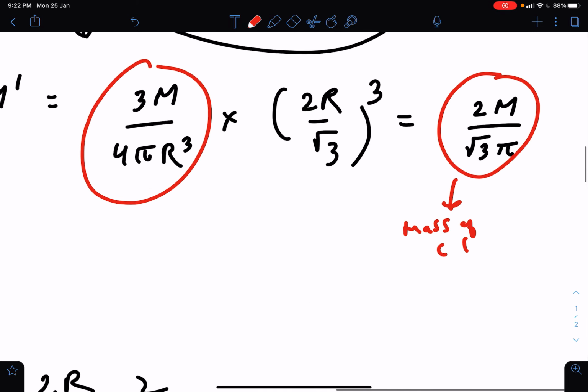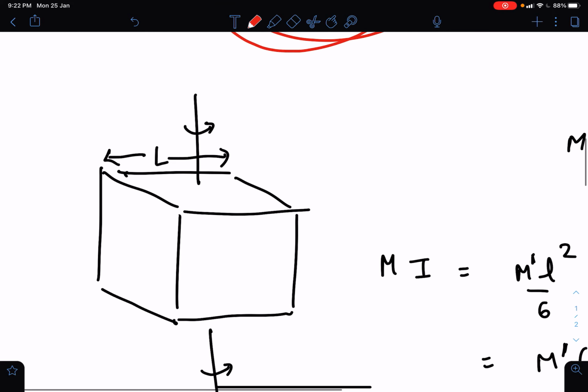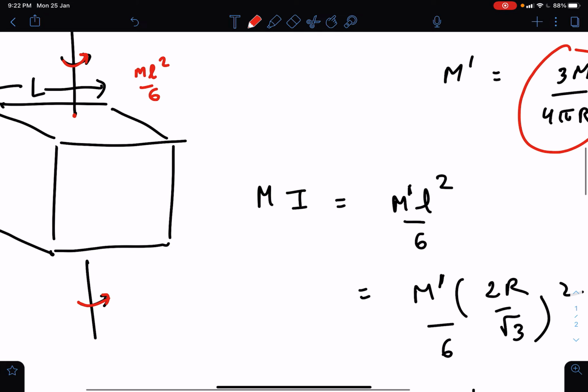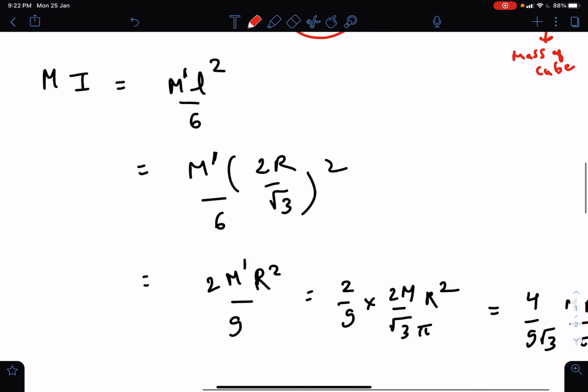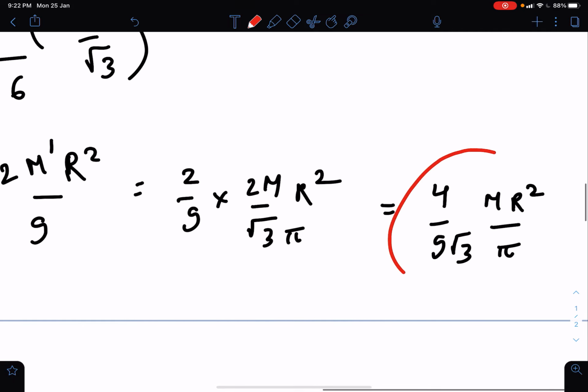Now, as far as the moment of inertia is considered, for this cube of mass m dash about this axis, passing through the midpoint of the two opposite faces, also passing through the center, this moment of inertia is ml square by 6. If you don't know how to calculate that ml square by 6, let me know, I will explain. So just substituting the values of mass and the length and simplifying, you'll get the answer here.